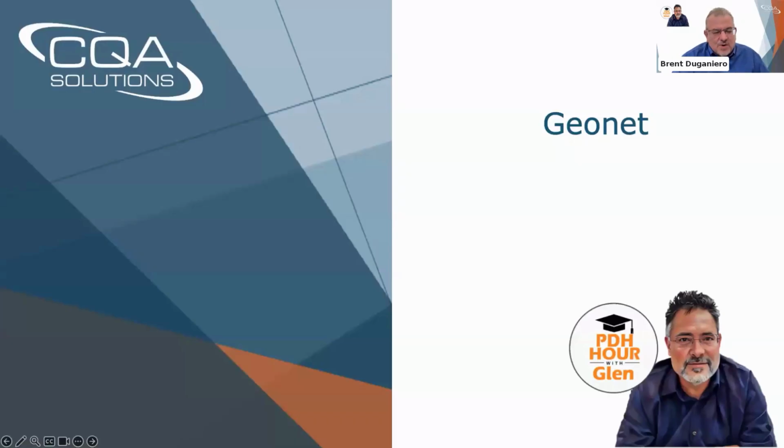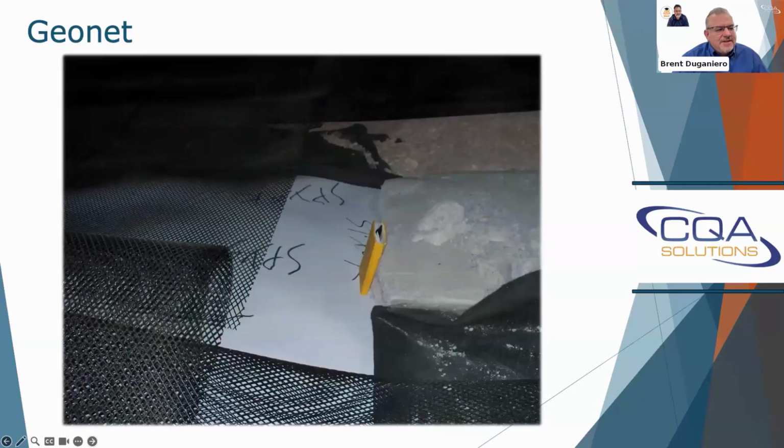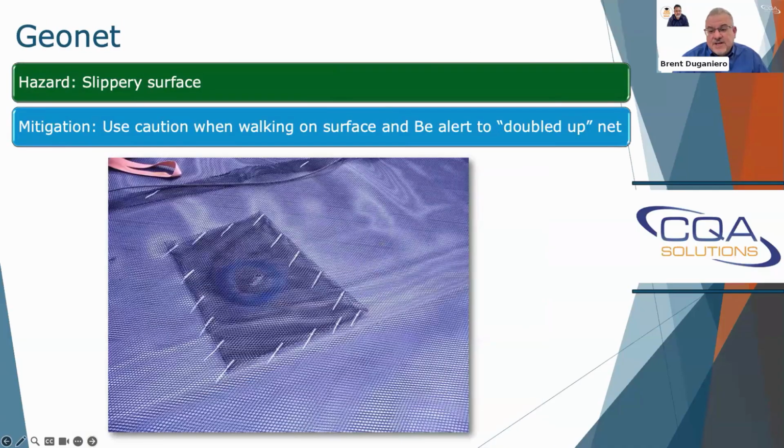GeoNet. So now we're moving on from our liner into some of this other material. So the GeoNet. If you ever use GeoNet, you got a piece laying on top of another piece and it's not secured. Like you see in this photo, this patch is secured. But if those cable ties weren't in place, that patch would be slicker than ice. You don't want to be stepping on that because you'll be down quicker than you can imagine.